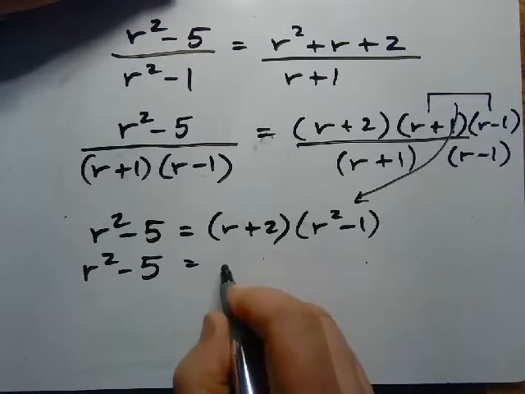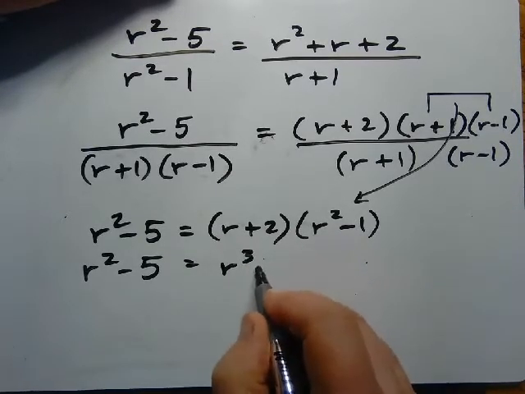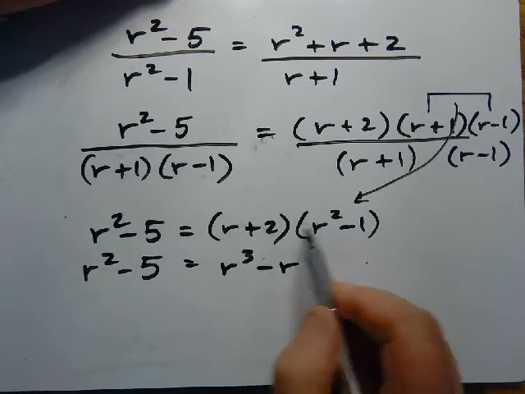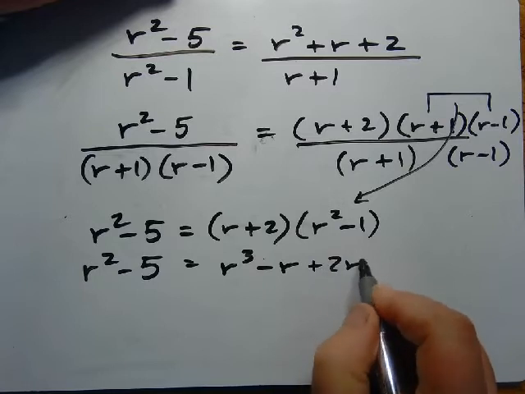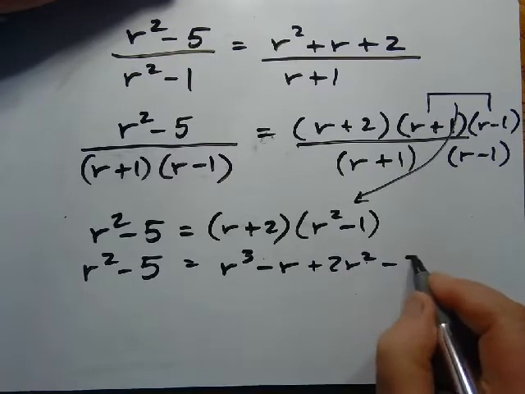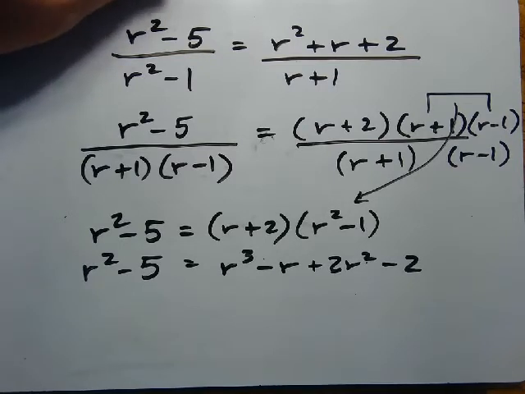R times r squared is r cubed. R times negative 1 is negative r. 2 times r squared is 2r squared, and 2 times a negative 1 is negative 2. Okay, well, let's set this equal to 0 and see what happens here, and move some stuff around a little bit.